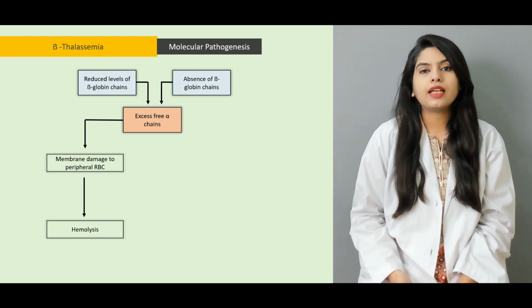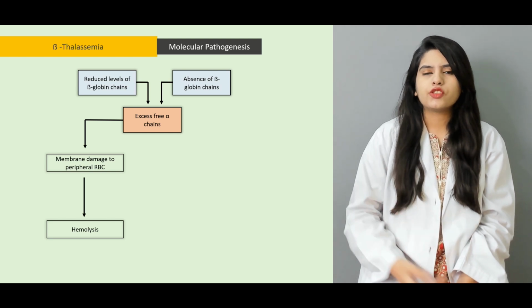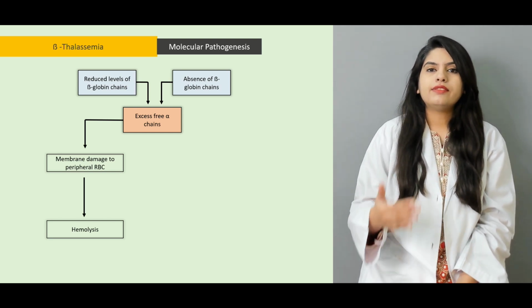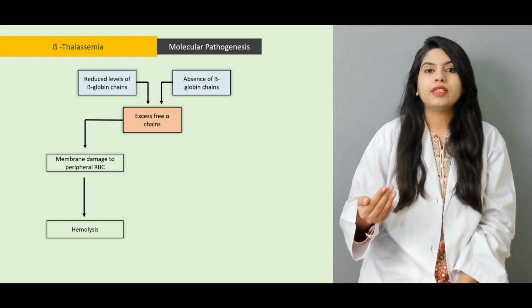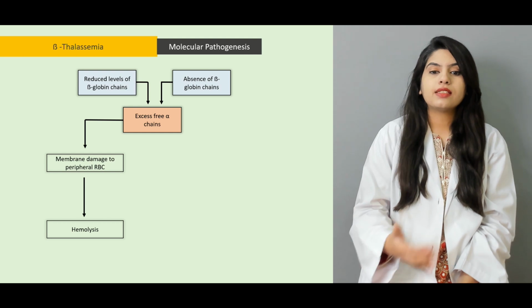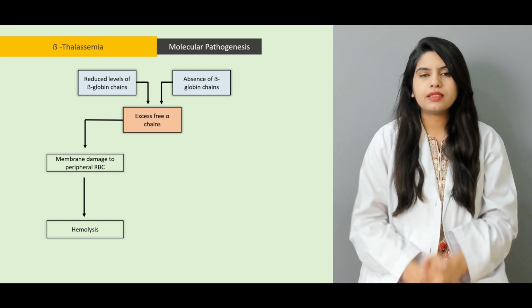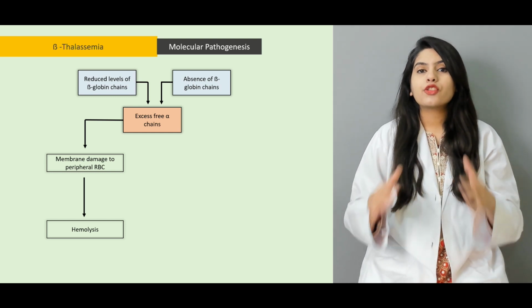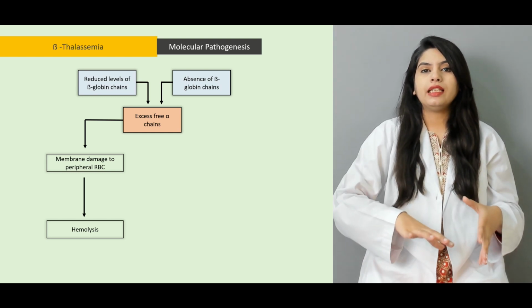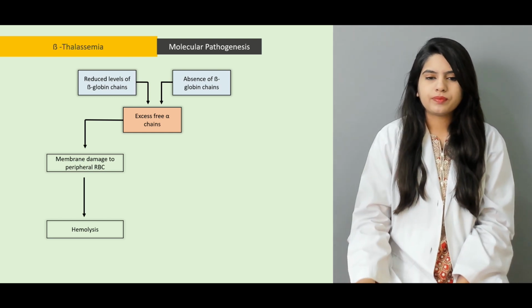Now, this is the thing that I told you at the start of the lecture, that these red blood cells are destroyed during the early period of their production, and that is due to the excess of the alpha chain that will interfere with the membrane of the red blood cells and cause destruction of the cell before they leave the bone marrow and enter the blood circulation.